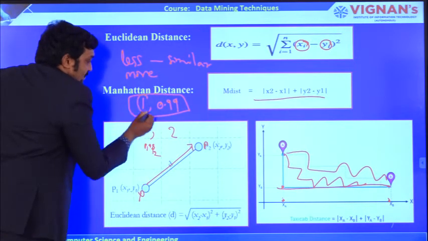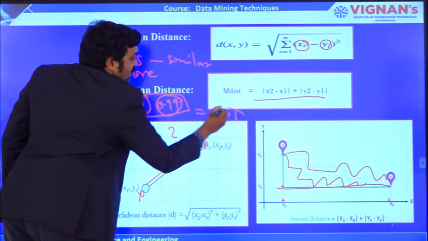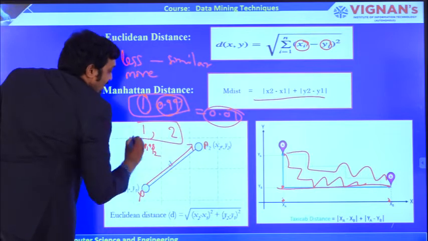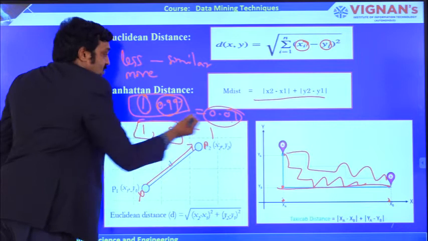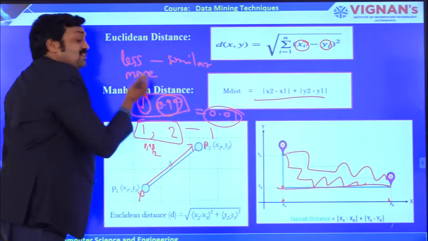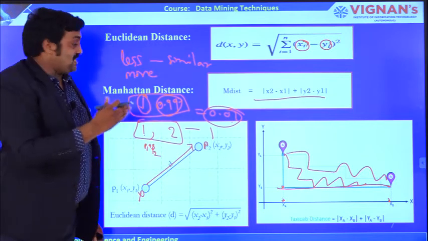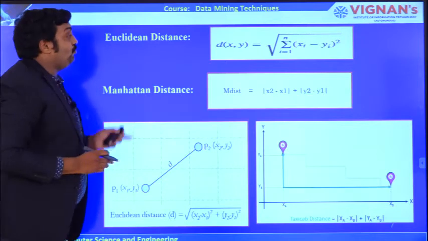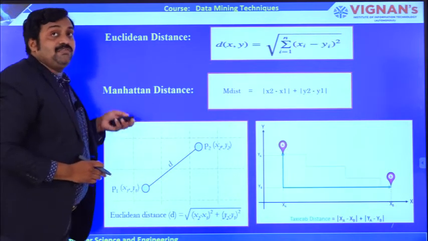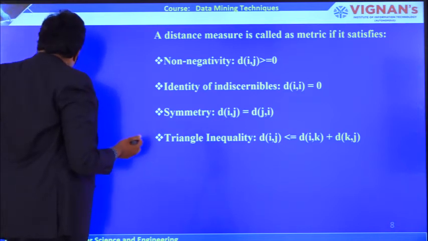Here the distance between these two is negligible, 0.01, but the distance between these other two values is 1, which is considerable. So we can say that 1 and 0.99 are similar values, whereas 1 and 2 have a margin of 1, so they are dissimilar. This is the way we find the distance between two objects, as we discussed in the example.